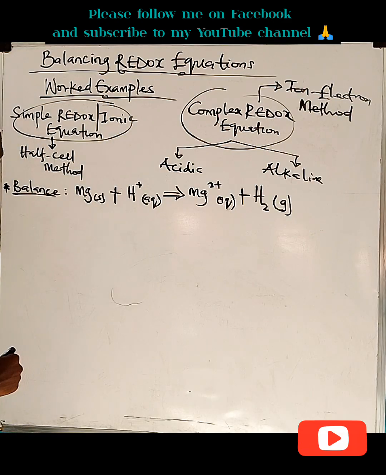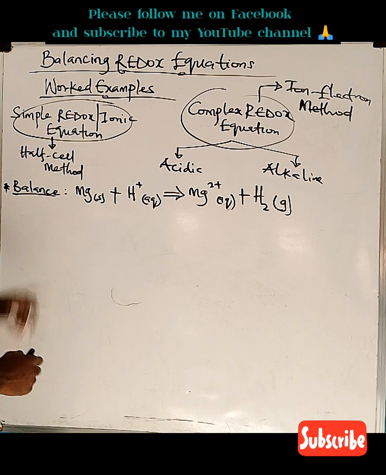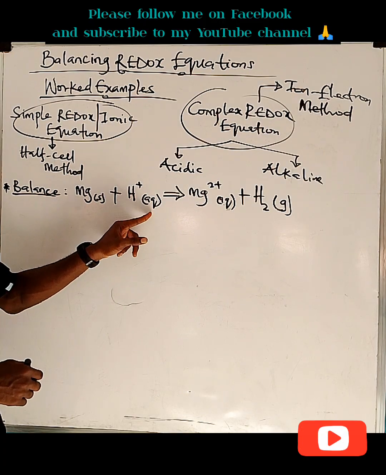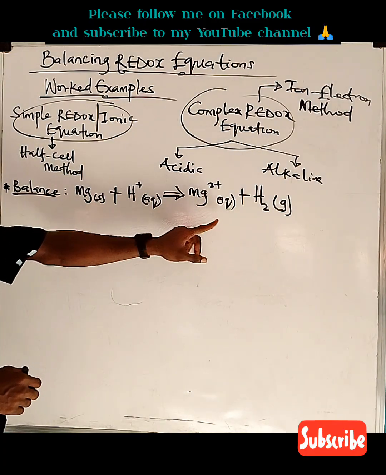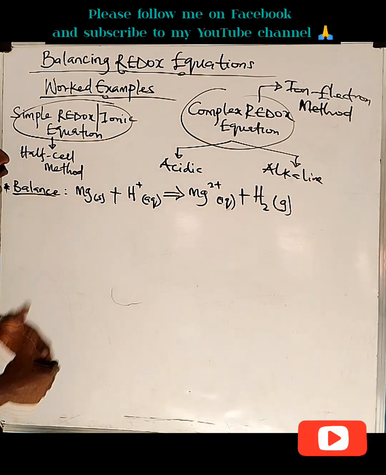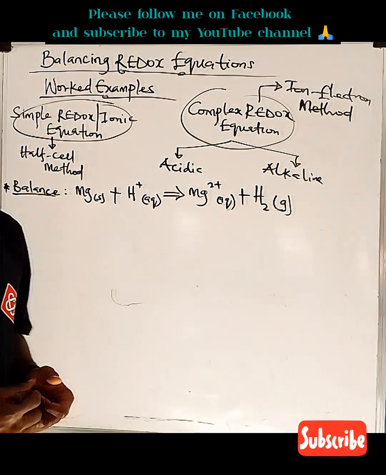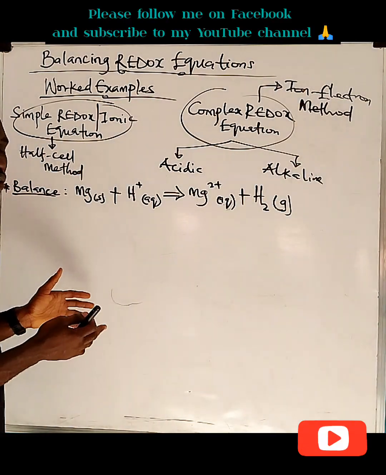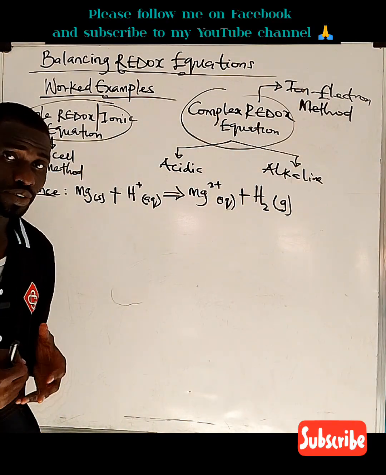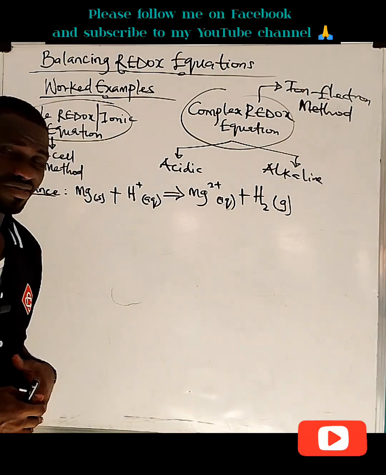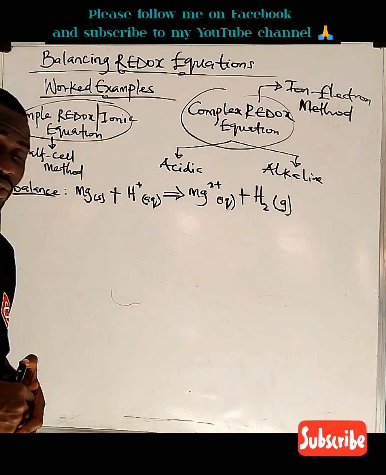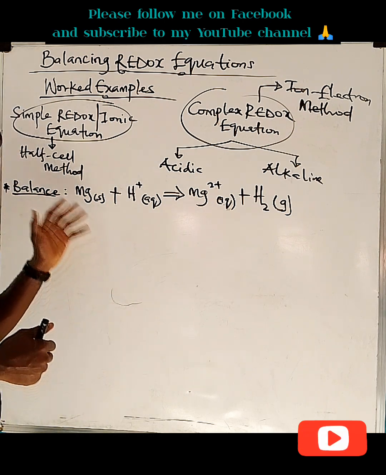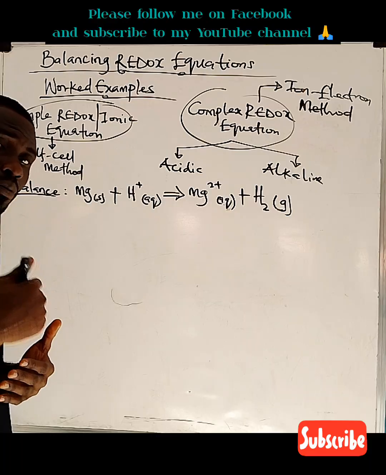Okay, guys, let's look at the very first question on the board. Balance Mg, solid magnesium, plus hydrogen aqueous equals magnesium aqueous plus hydrogen gas. Now, how do we know if this equation is balanced or not? What are the things you have to watch out for to know if you have a balanced equation or not? Don't forget, this is not a non-redox equation like the set of ones we did in our previous lessons. This is redox. It means there's reduction on one end and there's also oxidation on one end.